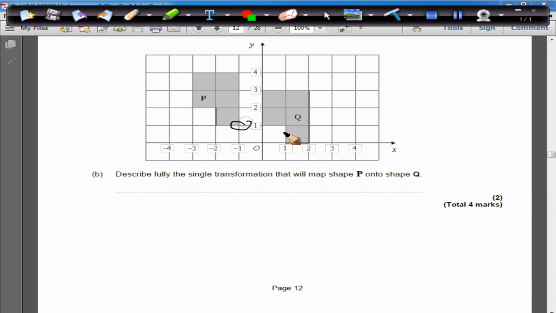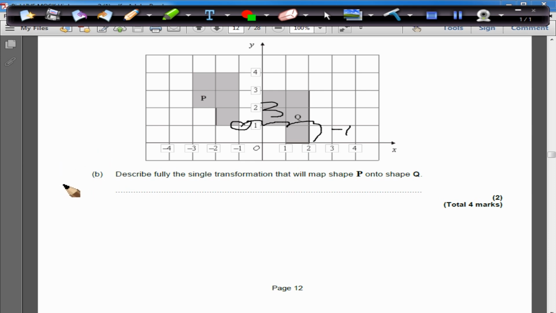So we look at this corner here. It's moved 1, 2, 3 across along the X direction and moved 1 down the Y direction. Call that a -1. So what do we say? We say it is a translation. You do not use the word transformation in your answer. So we say it is a translation.